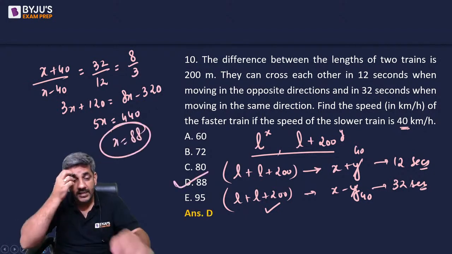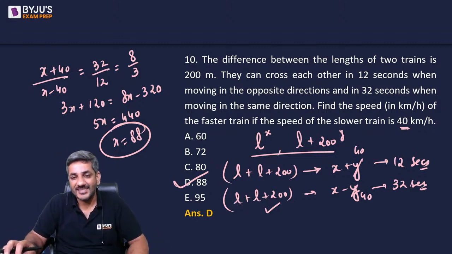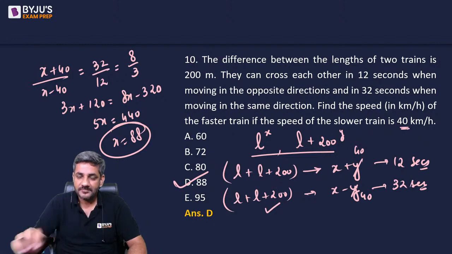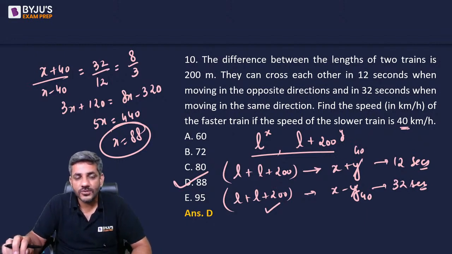Before the internet started lagging again, we have got the answer as 88 for this question. Okay, so 88 is the speed, just by getting the ratios.